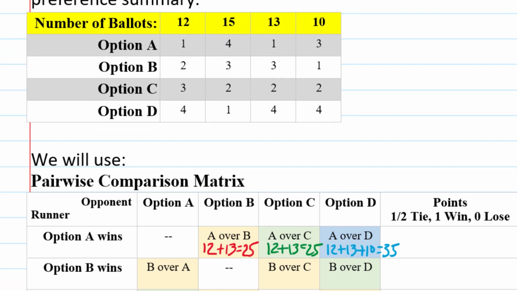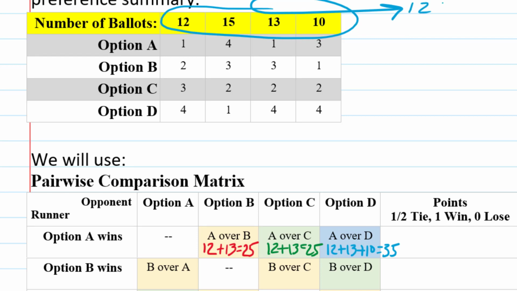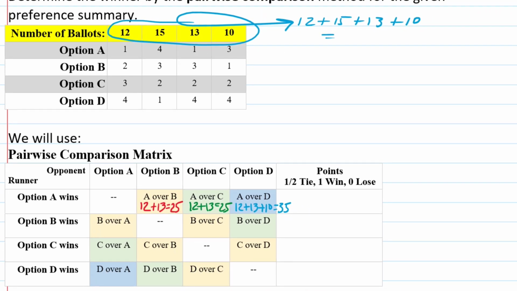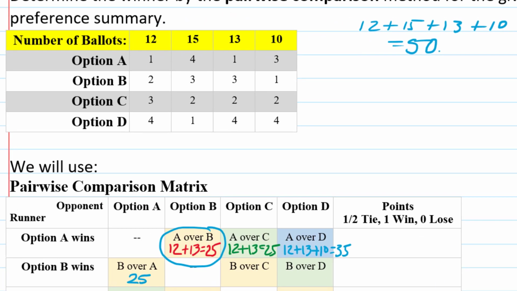Let's see how B did up against A here. By the way, what I would expect is, since the total number of votes is 12 plus 15 plus 13 plus 10, which is 50 votes, and I see that A won over B 25 times, I would expect that B won over A 25 times as well, because it has to add up to the 50 times that were possible. But let's just confirm that.